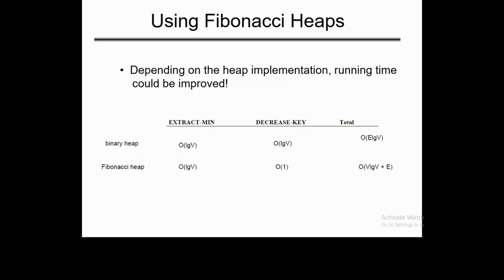Now there is another thing: if we implement this operation using the Fibonacci heap, we will not go into what the Fibonacci heap is. The time complexity will be reduced by using it. In the binary heap, extract-min is O of log v and the decrease-key operation is O of log v. But in the case of the Fibonacci heap, the decrease-key operation will be O of 1. The total contribution in this case will be O of v log v plus e, whereas here it is O of e log v. So that can be improved a little bit if we use the Fibonacci heap in place of the binary heap.